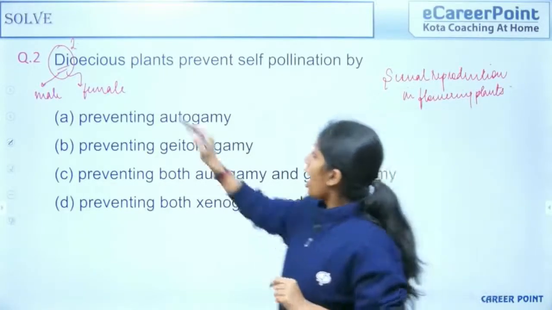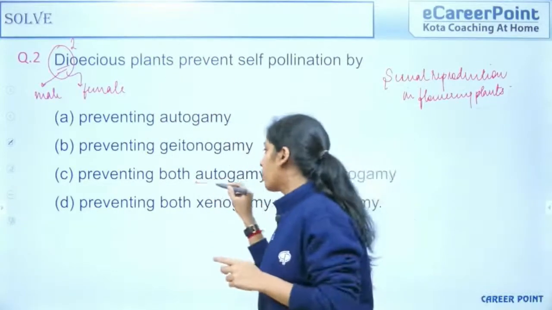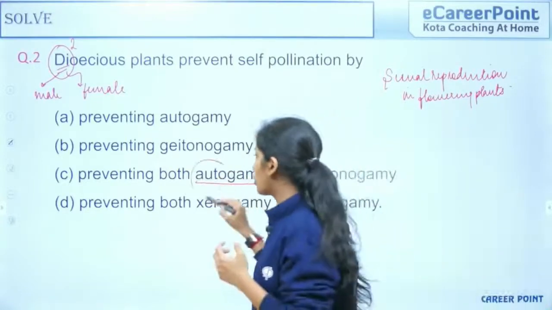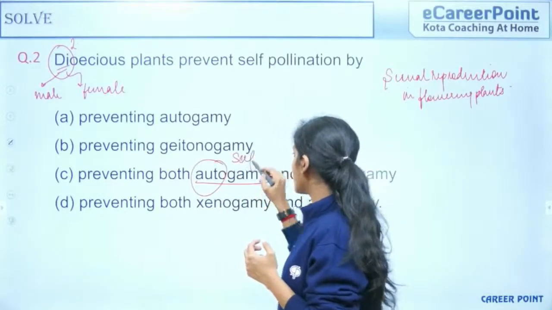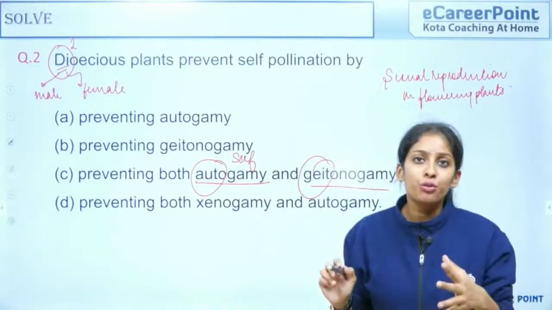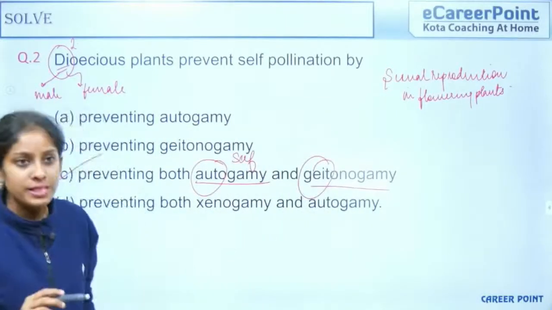Right? So how do dioecious plants prevent self-pollination? By preventing both autogamy, that is self-pollination, as well as geitonogamy, that is pollination between two flowers of the same plant. So here the right answer is option C.